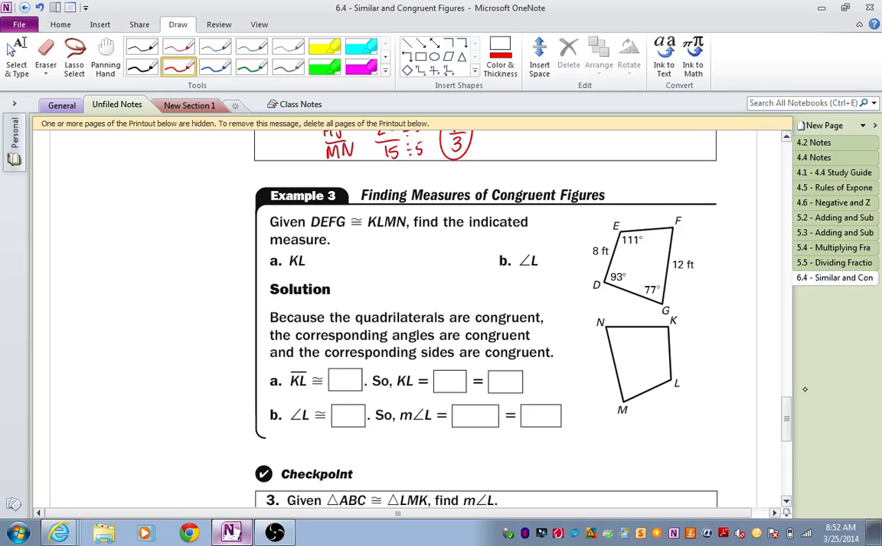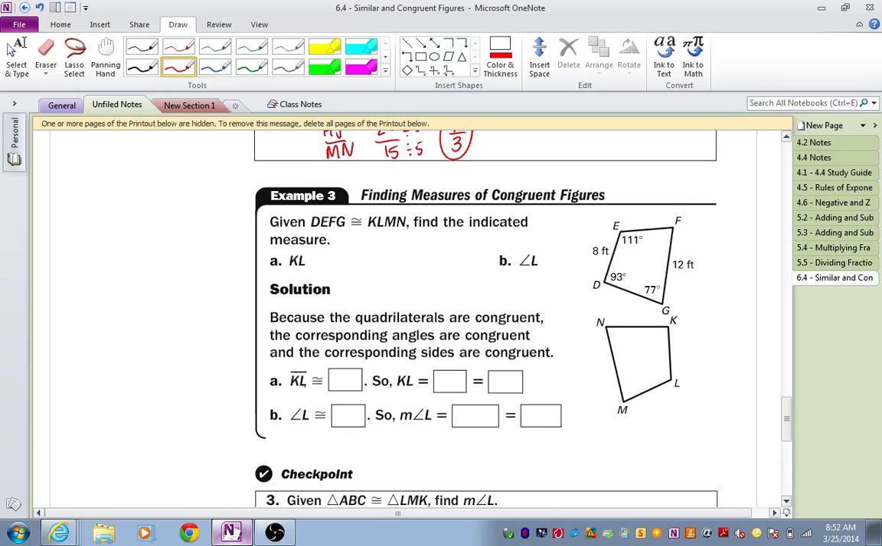Example 3, finding measures of congruent figures. Now this symbol here, the equal sign with the squiggly on top, means congruent. So this is saying DEFG is congruent to KLMN, and we need to find the measure that they give. Now in congruent figures, all the corresponding angles are congruent and the corresponding sides are congruent.